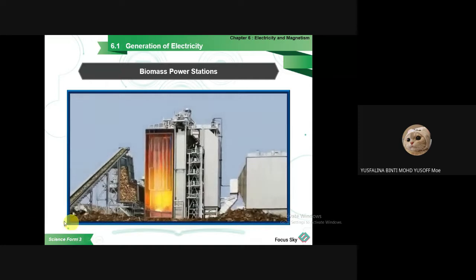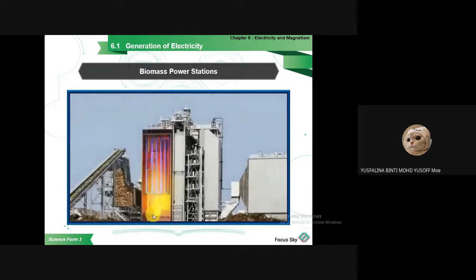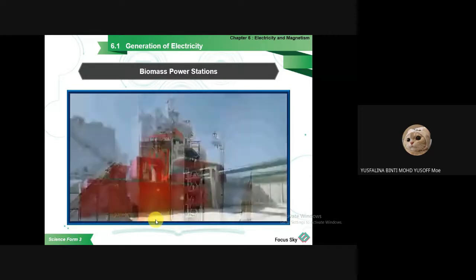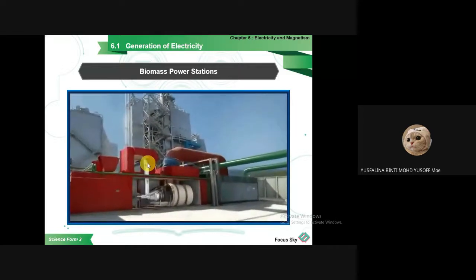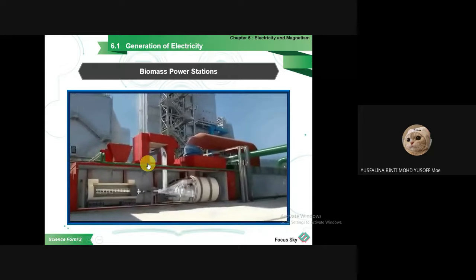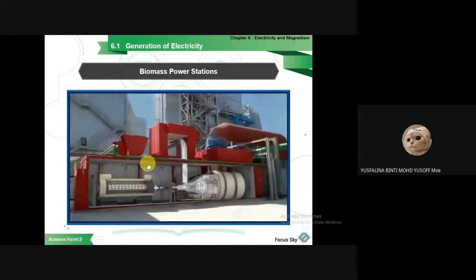So you can see when the plant residue goes here. They burn the plant residue here. Then they boil the water, and the water changes to steam. The steam goes to the turbine. The turbine rotates, and then a generator rotates and produces electricity.